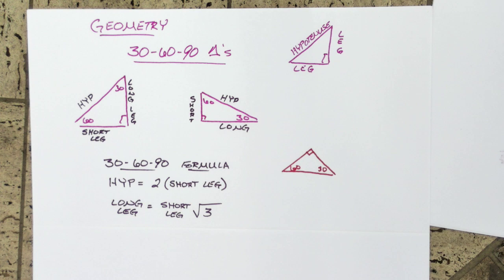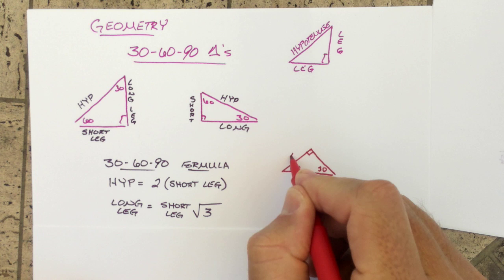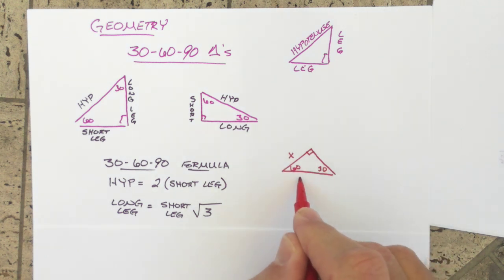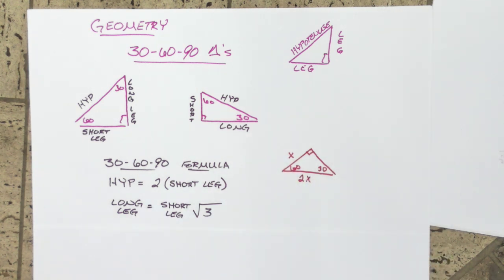And now I'm going to give you a measurement. I will give you this side as x. So what have I given you? You're right, I gave you the short leg. Fill in the rest. And instead of saying, well, I don't know, we look at our relationships. The hypotenuse equals 2 times the short leg. Right angle, hypotenuse. Short leg is x, so my hypotenuse would be 2 times x.